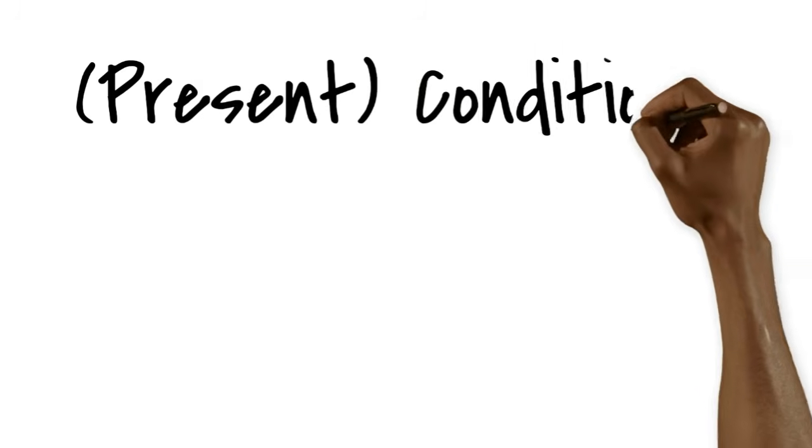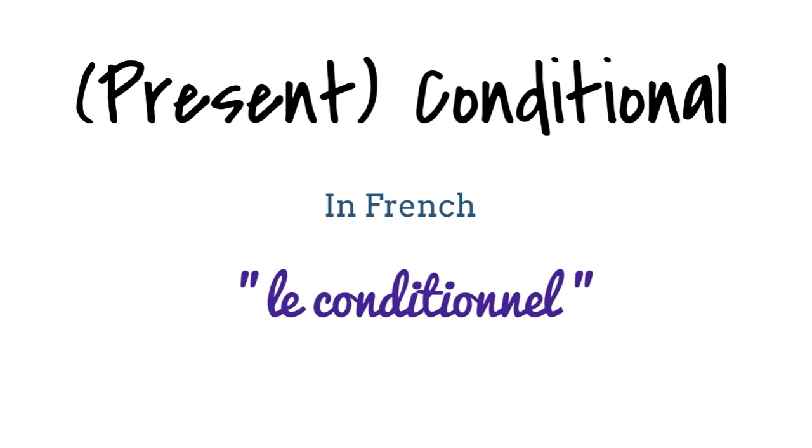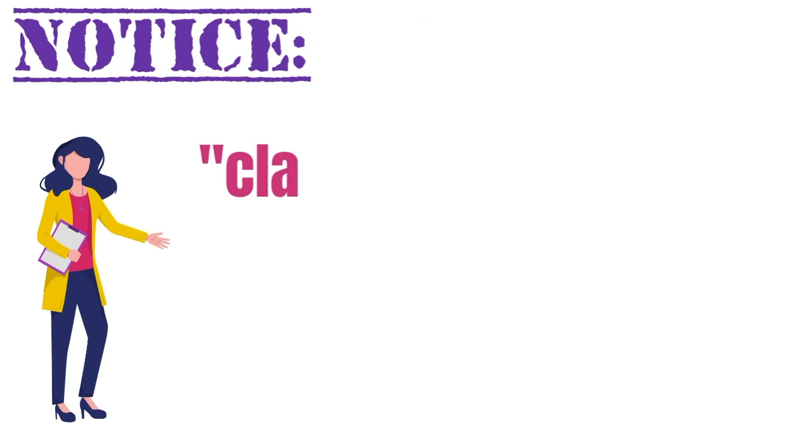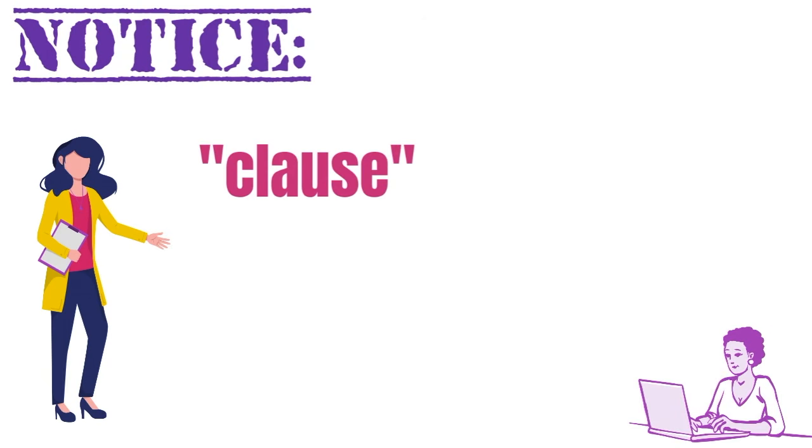The present conditional tense, or le conditionnel, is yet another useful verb tense that you probably use all the time in English. Let's see how to use it and form it in French. First things first, in the upcoming grammar explanations, you'll hear me use the word clause, which might be confusing.